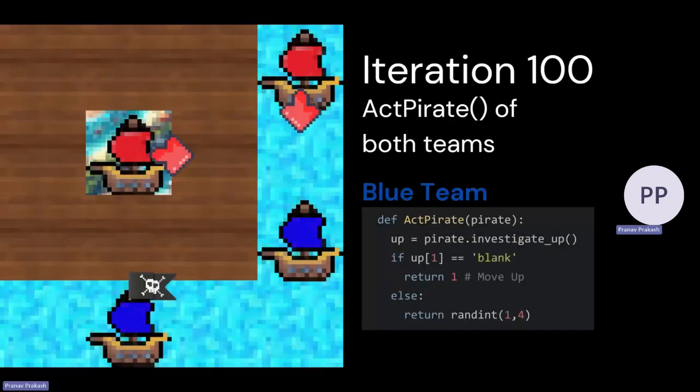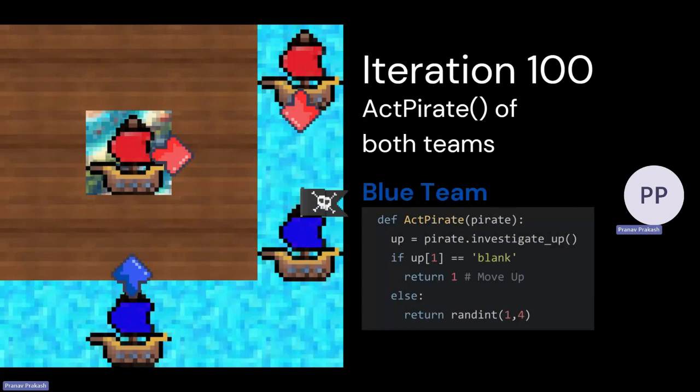So our current pirate investigates the tile directly above it. We see that the tile directly above it is obviously an island tile, but we don't care about that in this case. What we care about is that no enemies are present on that tile, neither are any friends. So therefore, the tile is blank. In this case, the blue pirate will in fact choose to move up. Notice here that the blue pirate has no way of knowing that there's a wall around that island, so it won't be able to factor that into its decision making.